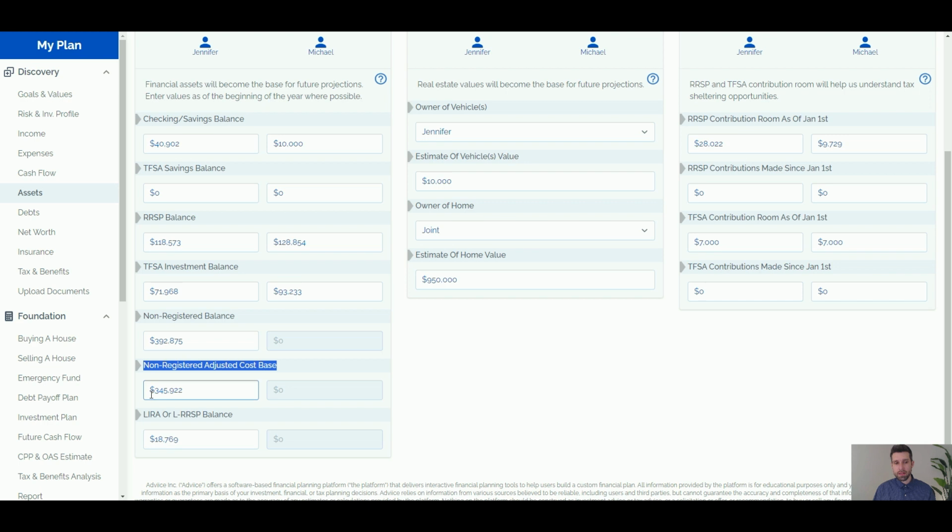So very important that this number is not zero. It needs to be reflective of what the balance is. So it needs to be fairly similar, or if you've had a lot of capital gains, it might be slightly different, but it needs to be not zero. And then LIRA and locked in RSP balance, that gets entered here as well.